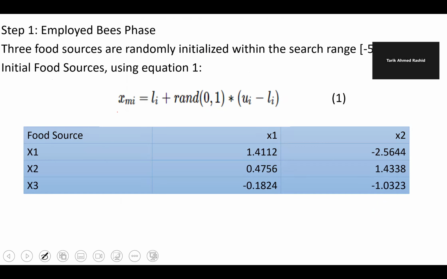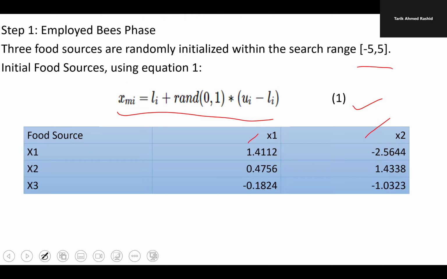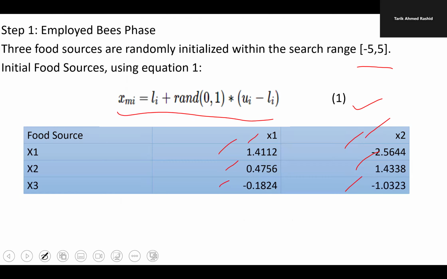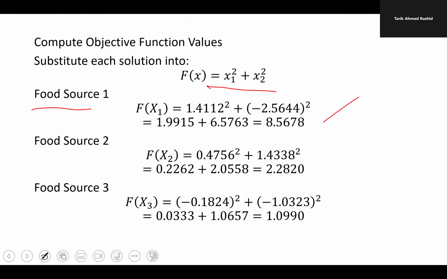So using equation 1, we will get the scouts. Randomly, xm, 2 dimensions, x1 and x2, between -5 and 5 will be generated. So we got these numbers, 3 agents, 3 bees. Now we plug each food source, each bee, into the fitness function. This one, square them and sum them, that's the result.